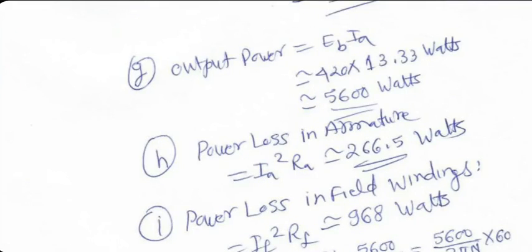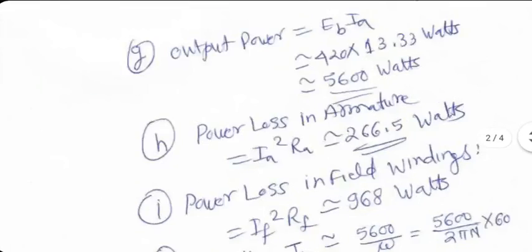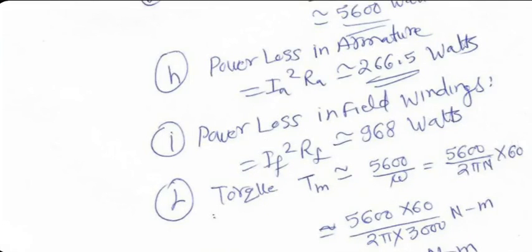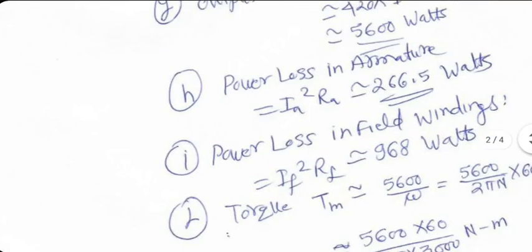Armature winding power loss is IA square RA. You can plug in the values of IA and RA. The number we get is 266.5 watts approximately. In the field winding, it is IF square RF. So again, put in the values, you will get around 968 watts power loss. These two are copper losses, IA square RA and IF square RF.